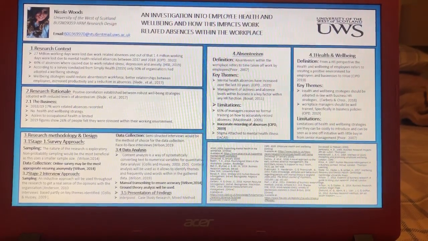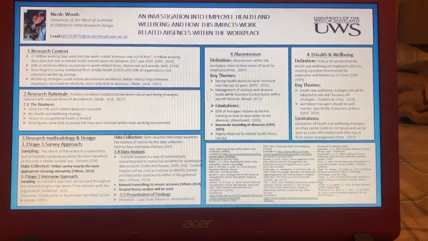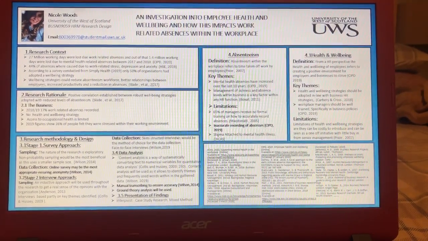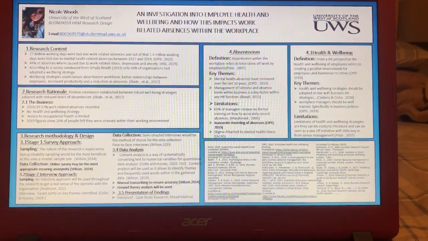So I'd want to get the manager's understanding of the absence policies, how confident they feel when people are off and how they deal with it. I also want to get their understanding of what the main stressors they think that cause work-related absences, how they feel.